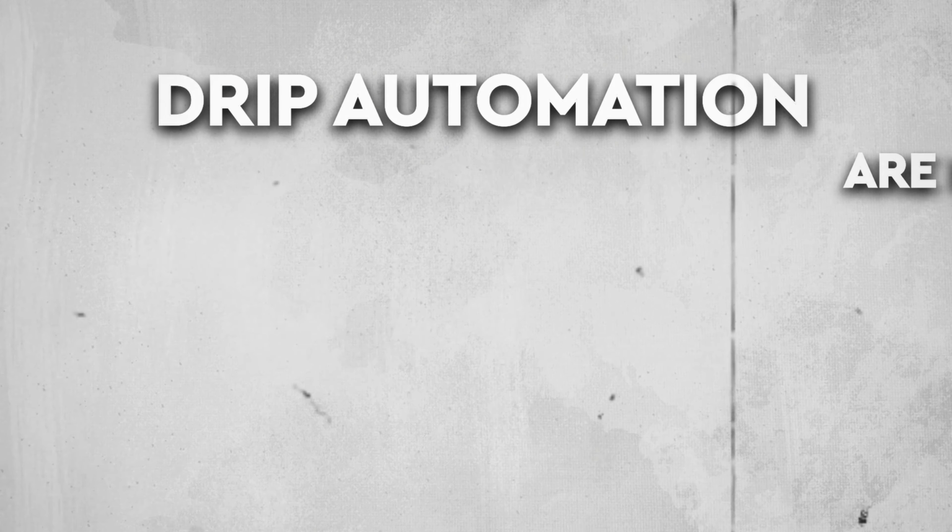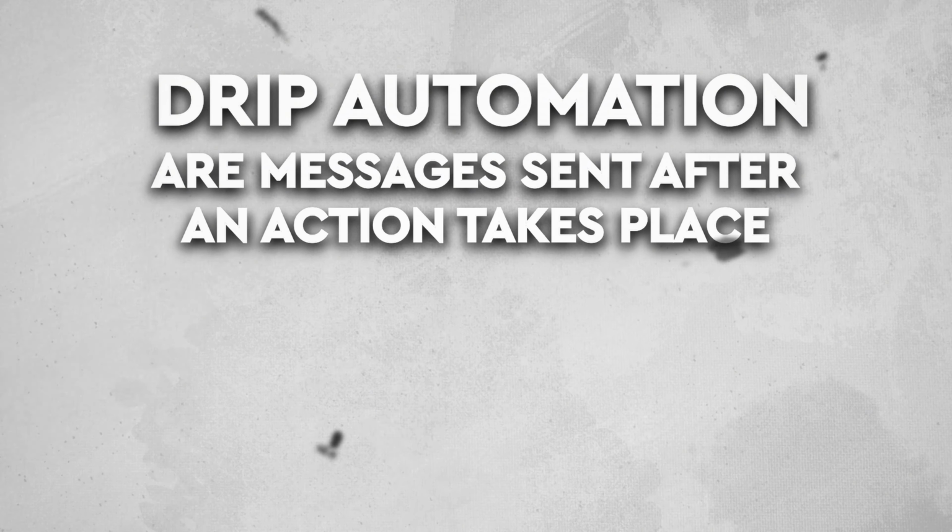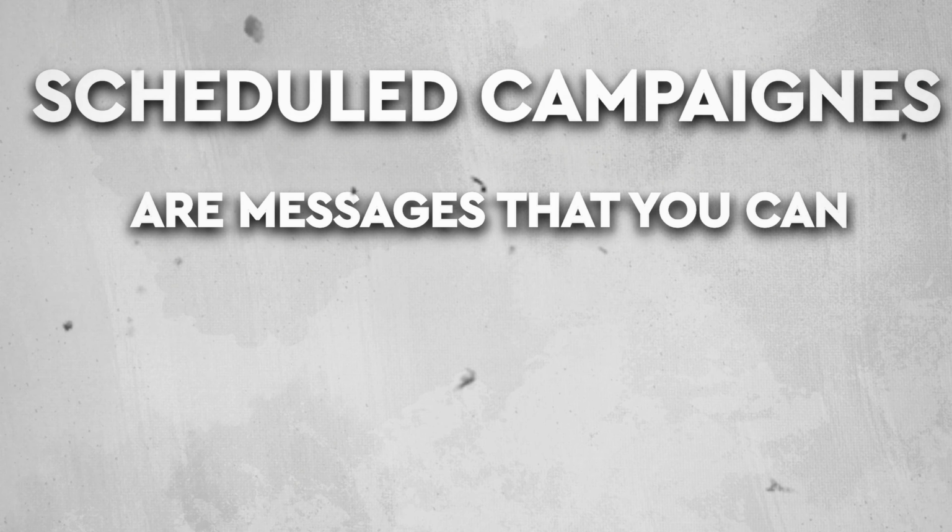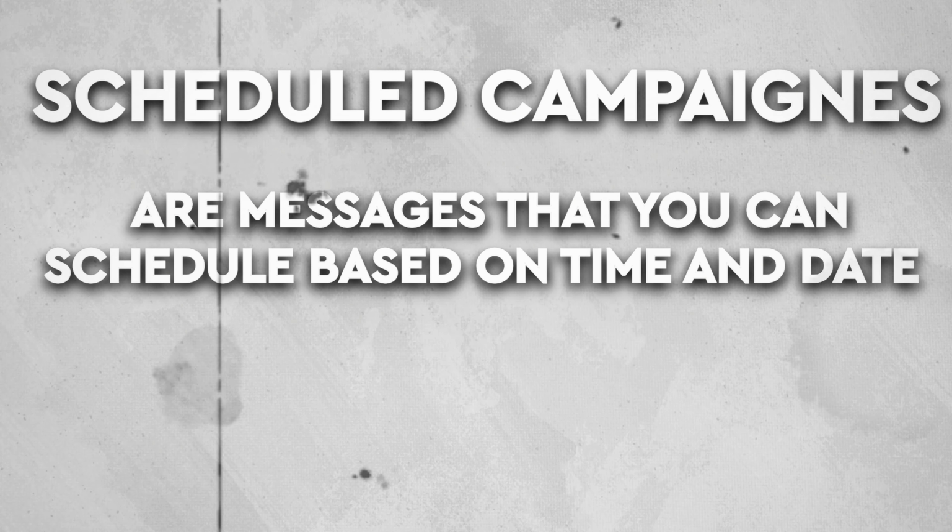Drip automations are messages sent after an action takes place, like for example, you capture a lead, and scheduled campaigns are messages that you can schedule based off of a time and a date.